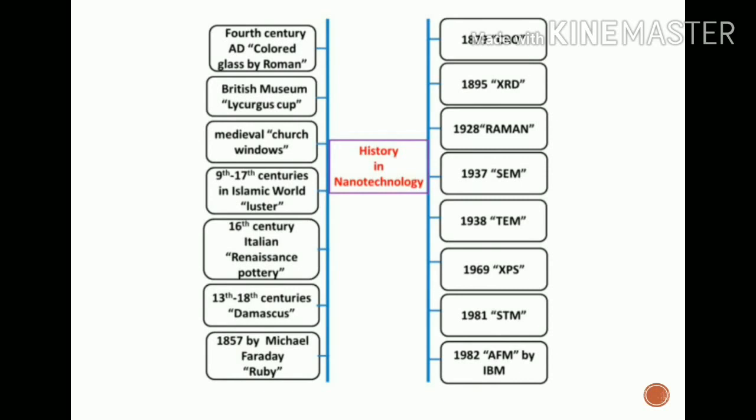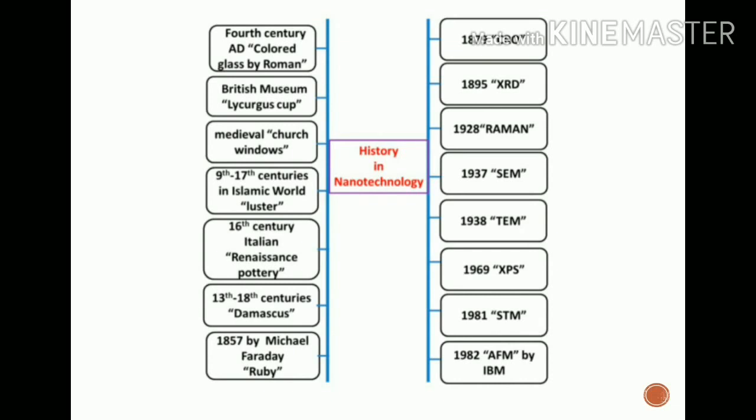If we consider the various historical milestones in nanotechnology, the colored glass by the Romans, as we just discussed, is found in the 4th century. In a similar era, the Lycurgus cup is also found. The church windows or stained glass is another famous example. In the 9th to 17th centuries in the Islamic world, luster was used, and luster is also a well-known example of nanotechnology applications. In the 16th century, Italian Renaissance pottery is another example of the usage of nanoparticles. From the 13th to 18th centuries, Damascus steel was also used, which is also a renowned example of nanotechnology.